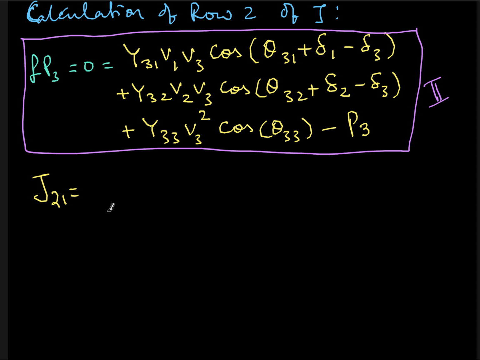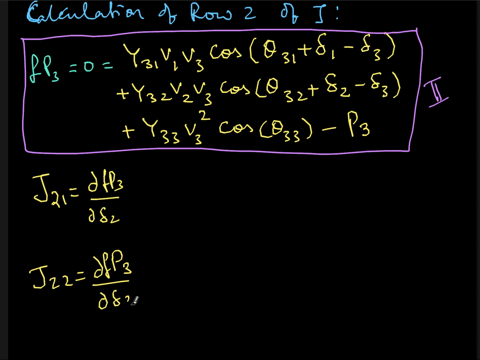J21 is the differentiation of the function with the first variable, delta 2. J22 is the differentiation of the second function, I think p3, with respect to the second variable, delta 3. And finally, J23 is the differentiation of the function p3 with v2. So let's do that.